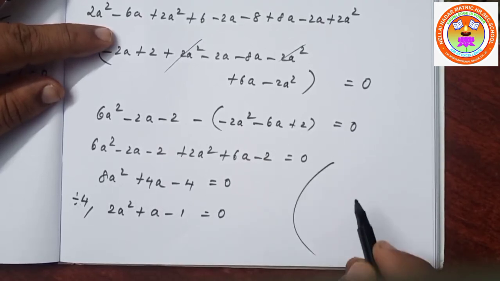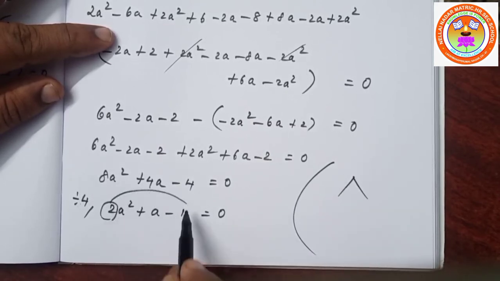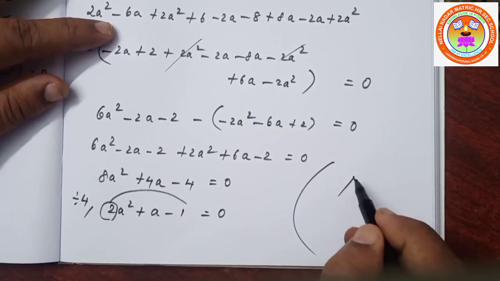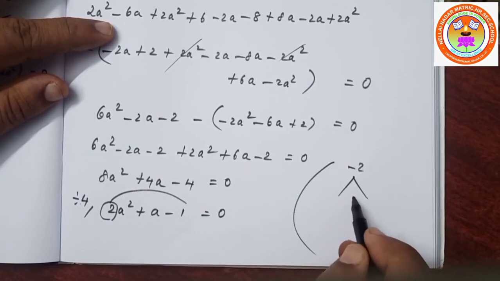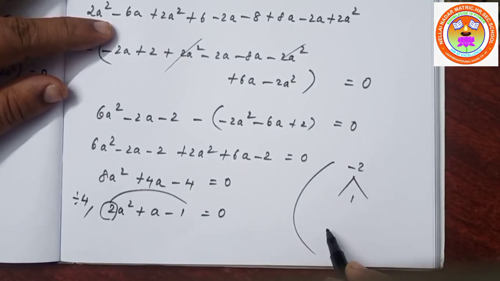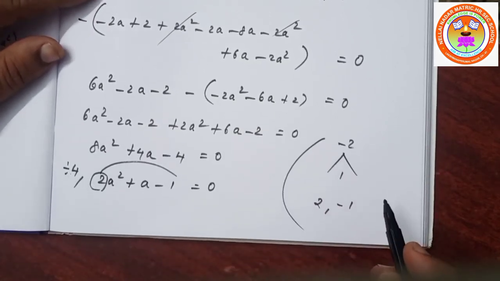We can go for factors because it is a quadratic equation. Factorize: the coefficient of a squared equals 2. 2 into minus 1, that is equal to minus 2. Coefficient of a, that is equal to 1. Product minus 2, sum 1, the two numbers are 2 and minus 1. 2 minus 1, that is equal to 1. 2 into minus 1, that is minus 2.